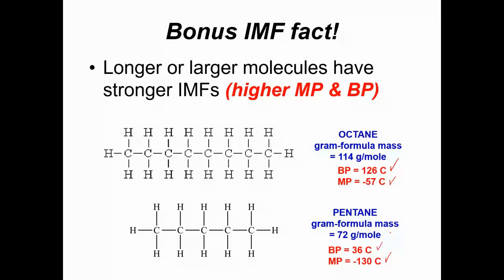I see students make a mistake with this all the time. Remember, on a number line with negative numbers, a larger negative number like minus 130, that's lower than a number like negative 57. Negative 57 is a higher melting point than negative 130. Think about what a number line looks like. The larger negative number is lower on the number line. You may be saying, Mr. Young, that's really obvious. I see students make mistakes with that all the time with negative temperature numbers.